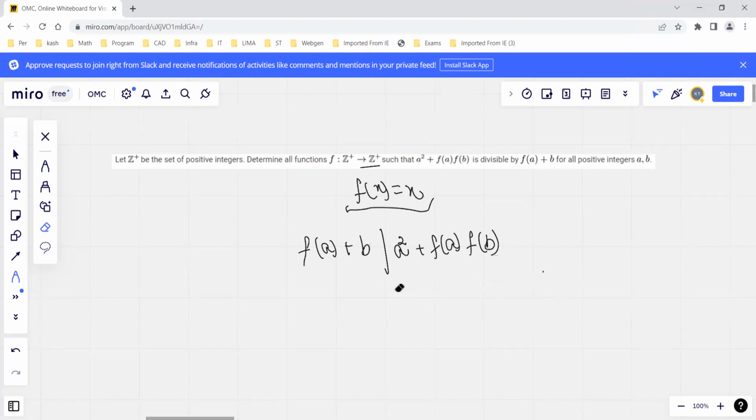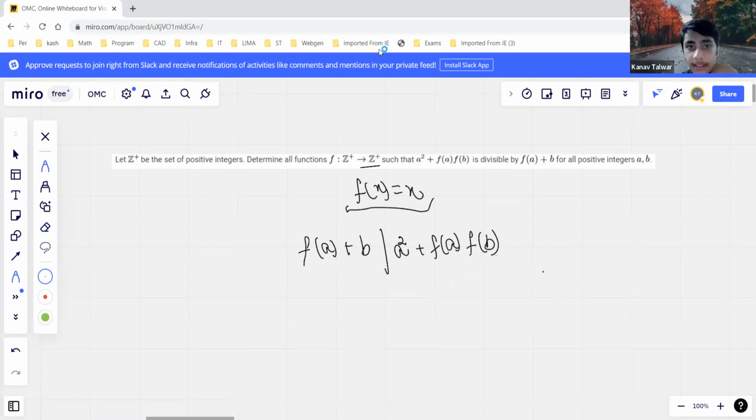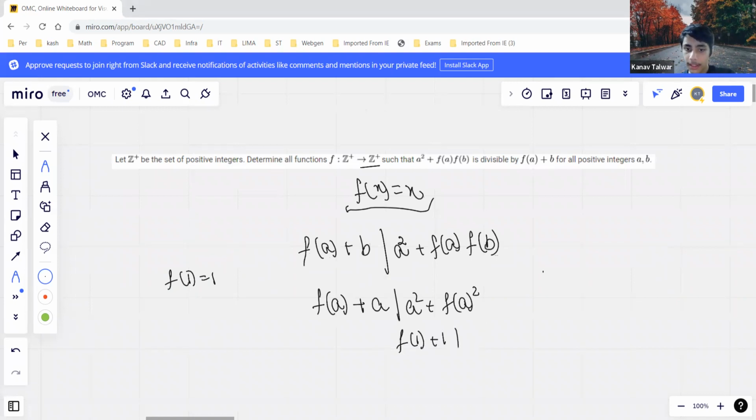Can we let, sorry, a is equal to b? Yes. So we have two ideas. First, we will do b equal to a. So we have that f of a plus a divides a squared plus f of a squared. Now in the chat, someone said that f of 1 is equal to 1. This is just because we put a equal to 1 in this. You will have that f of 1 plus 1 divides 1 plus f of 1 squared.